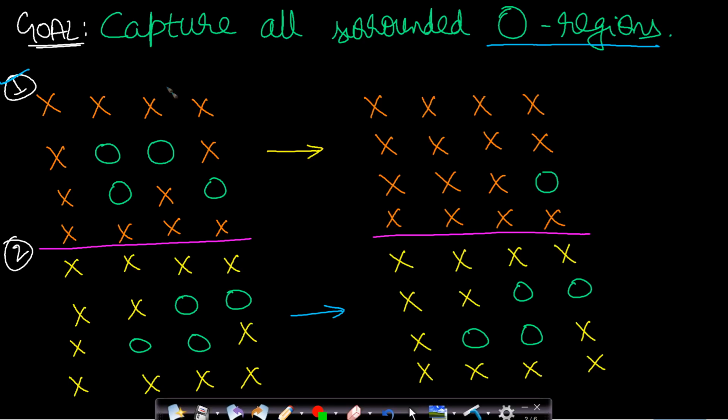Well, in the first example you can see that this is a group, this is a region. All these values are zeros and they are connected. Connection is defined only in four directions: top, down, left and right. In these four directions a cell is considered connected, so these two cells will not be considered connected since they are diagonal elements.